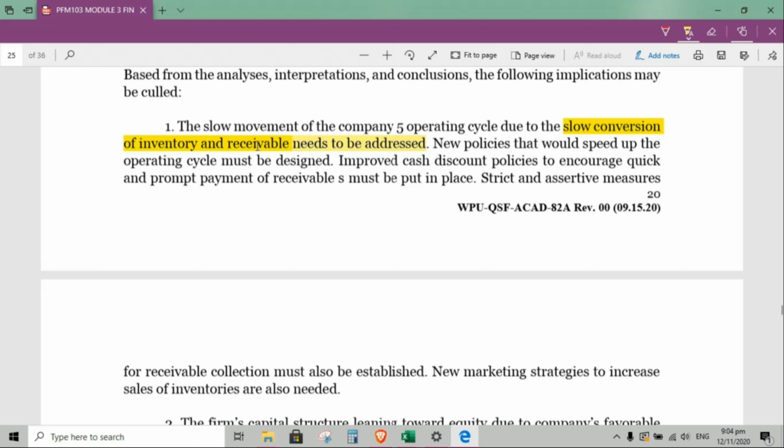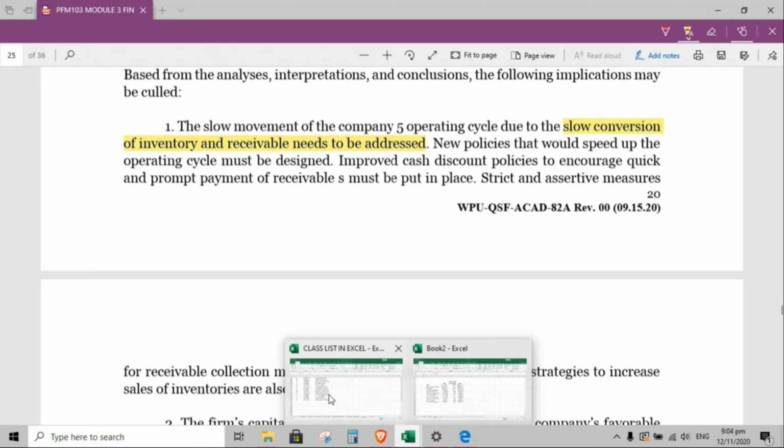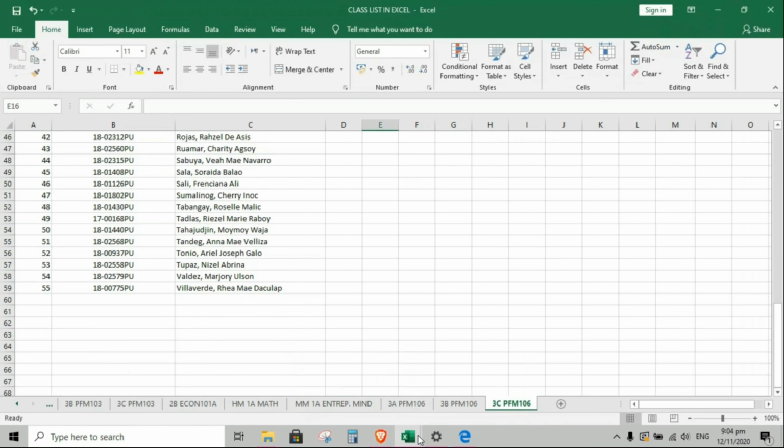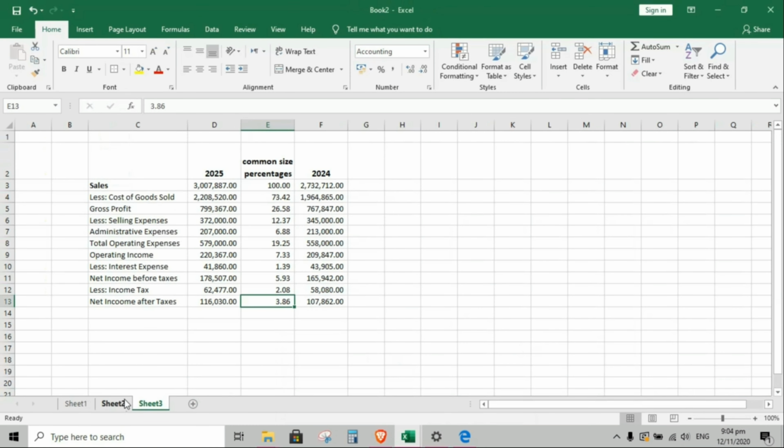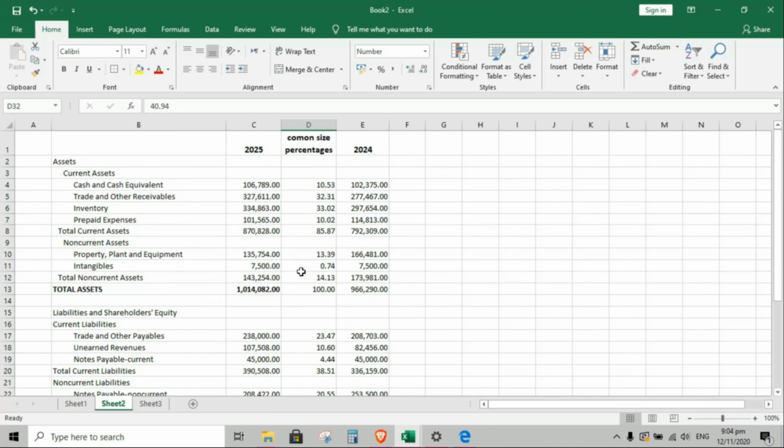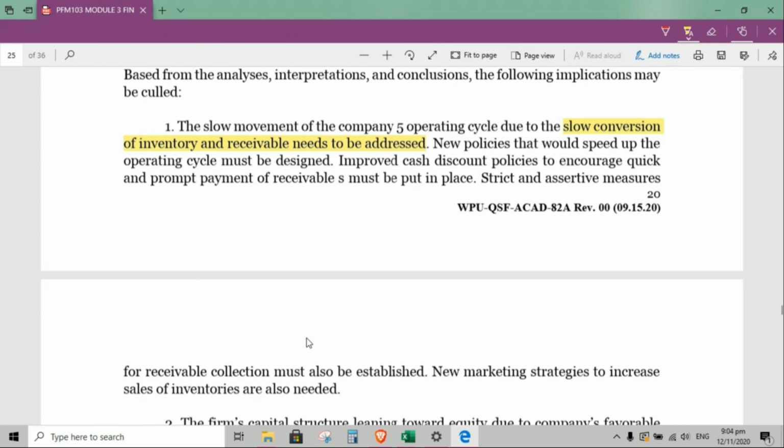Kasi nga, meaning, hindi sila ganun ka-liquid enough. Wala silang masyadong cash. Halos lahat inventory na lang. So, kung mapapansin nyo, dito sa balance sheet, yung kanilang cash ay mababa lang yung percentage, only 10%. Yan. So, what shall we do, di ba? As a financial analyst, what will you recommend?